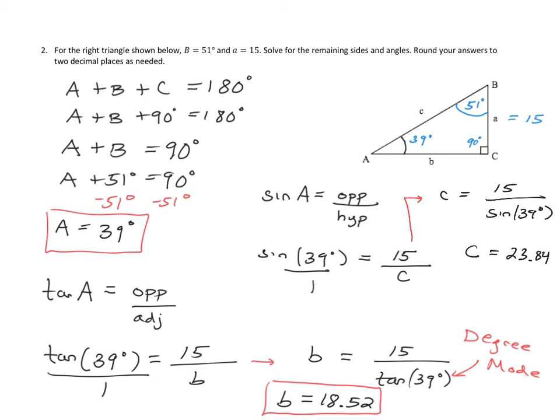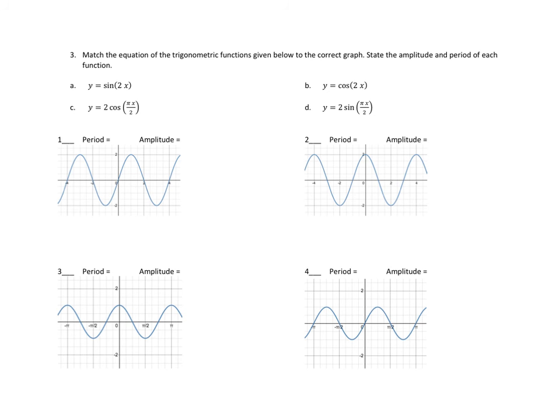And I know a, b, and c, both sides and angles, and that means I have solved this triangle. And in question 3, I have 4 trig functions, either sines or cosines, and I want to match them to their appropriate graphs, and then label the period and amplitude.